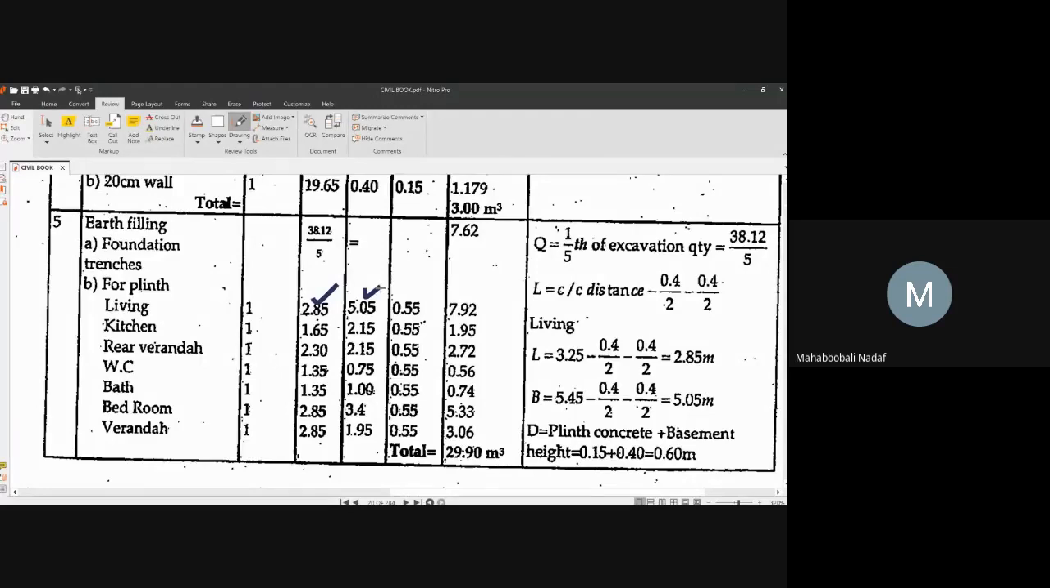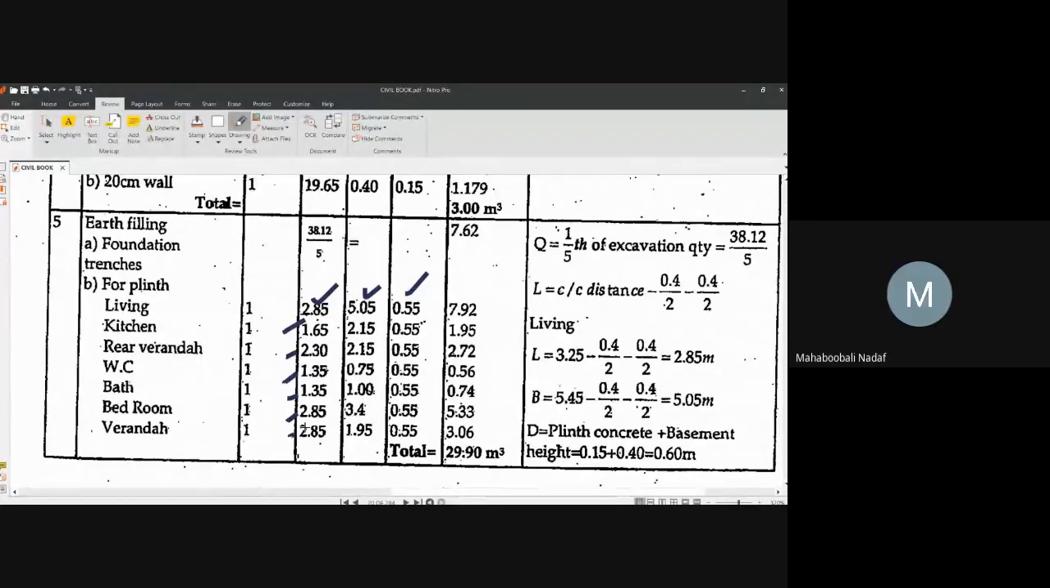Clear? Depth is same. So that calculation they have done for all the rooms. Very simple, na? Center to center minus 0.4 by 2 minus 0.4 by 2. Simply they have done. Clear?